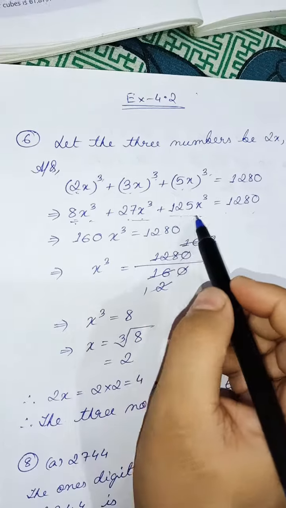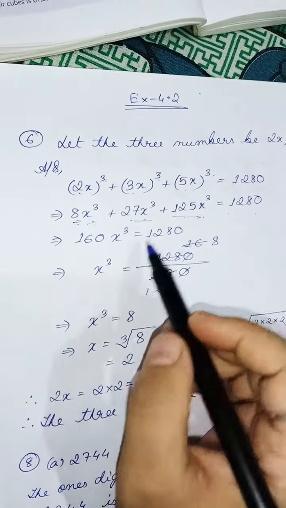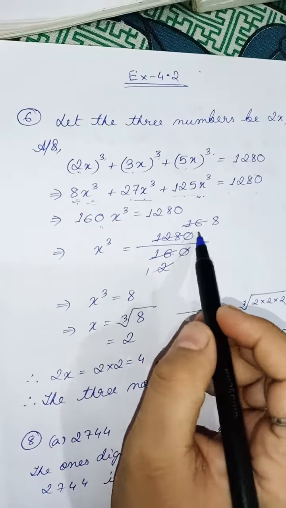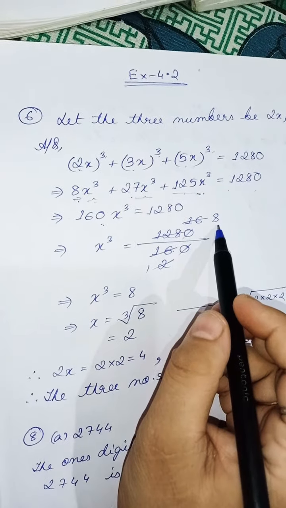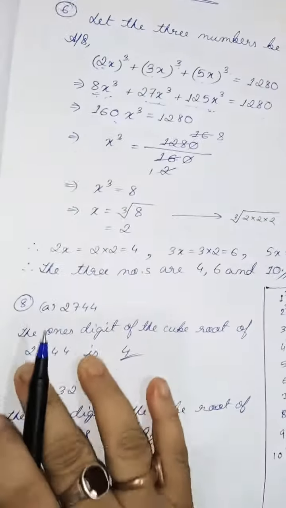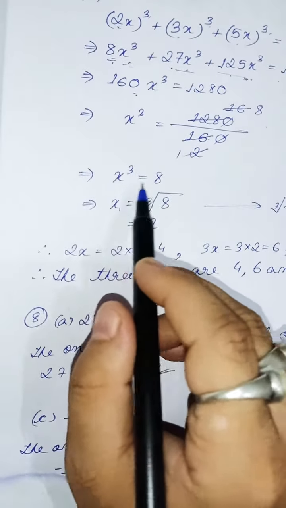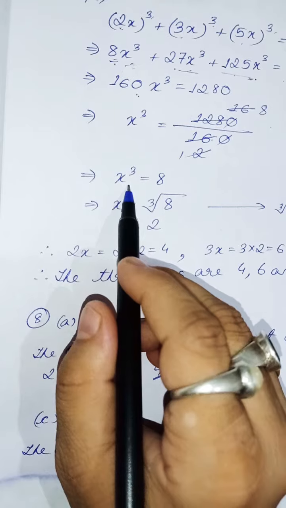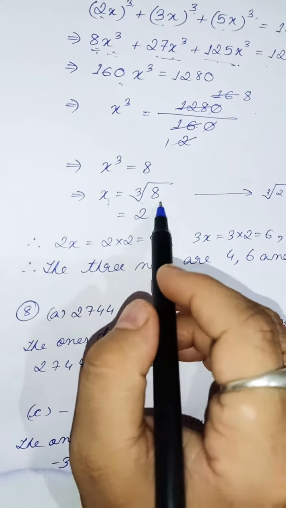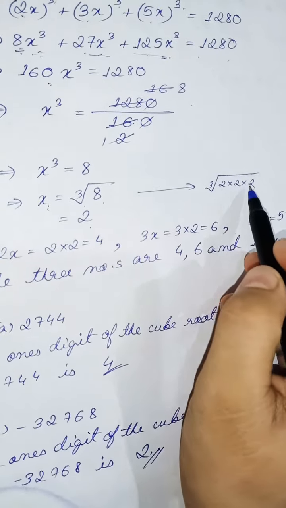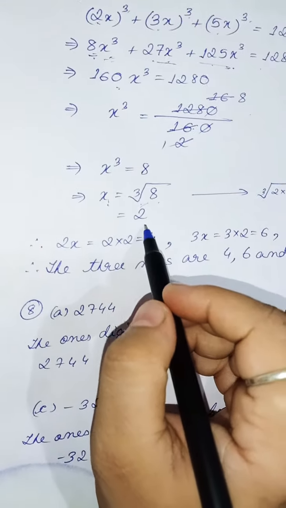Because all of them are like terms, I can add them. After adding them, I get 160x cube. It is multiplied here, so it gets divided. When I divide it, I get the answer 8. So 8 is equal to x cube. I need x, so I need to take the cube root on both sides. The cube root of x cube becomes x, and the cube root of 8 is 2. You can write it as the cube root of 2 into 2 into 2 in the next step, or directly write it as 2.